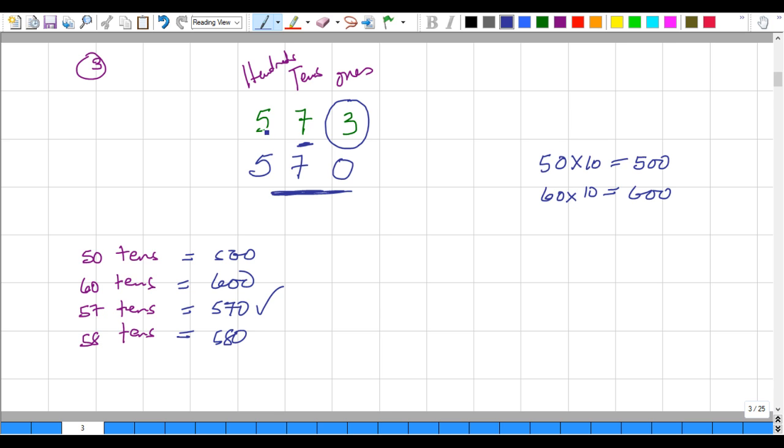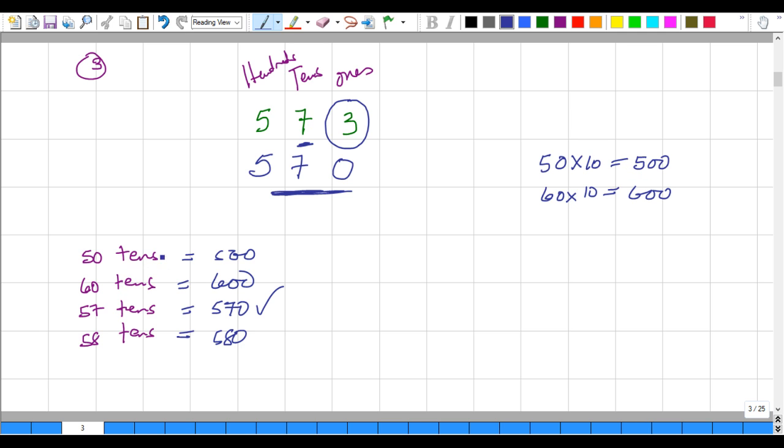So 573 rounded to the nearest 10 becomes 570. Now the options that they gave for the answers are all written in sets of tens. 50 tens is really what? 500. Here, 50 times 10 would give us the 500.